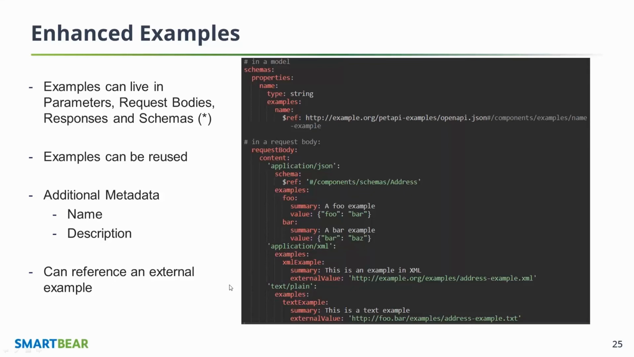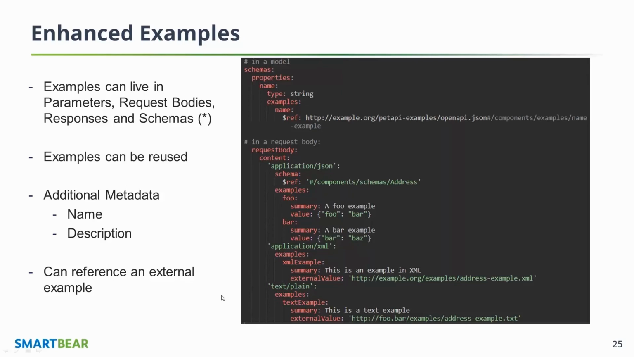And one additional thing we added is, instead of just embedding the value itself as part of the example, which works well maybe if it's JSON or maybe XML, YAML, things that are more textual, let's say you want to provide an image as an example. You can actually reference an external example and use that for your needs. So the examples are extremely more flexible now, and they do support reusability.